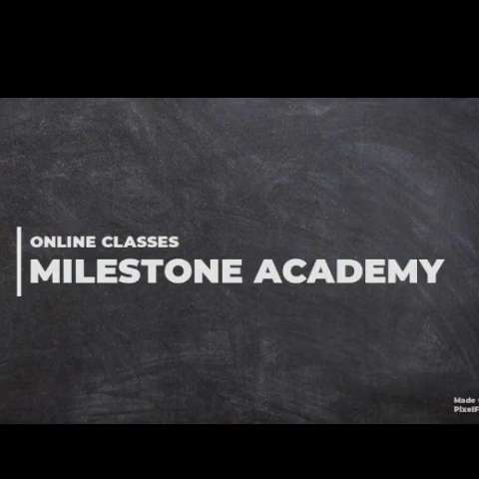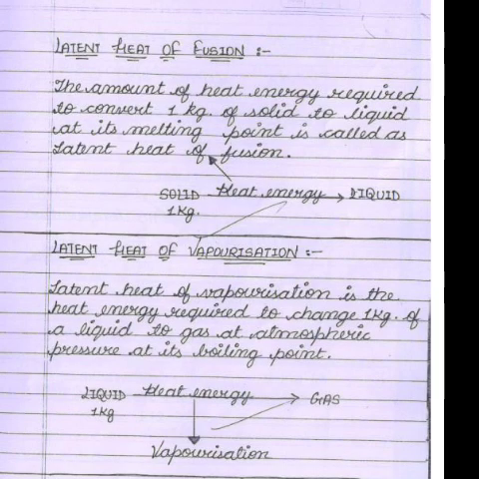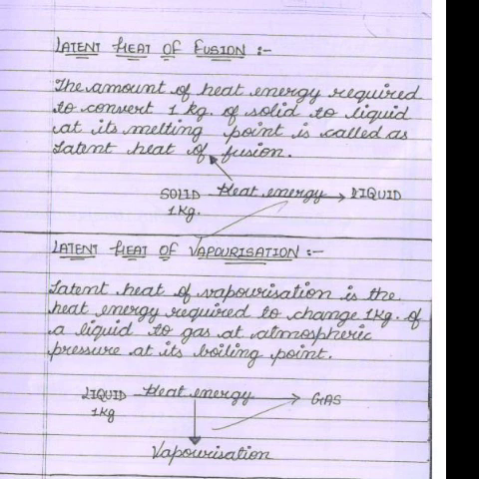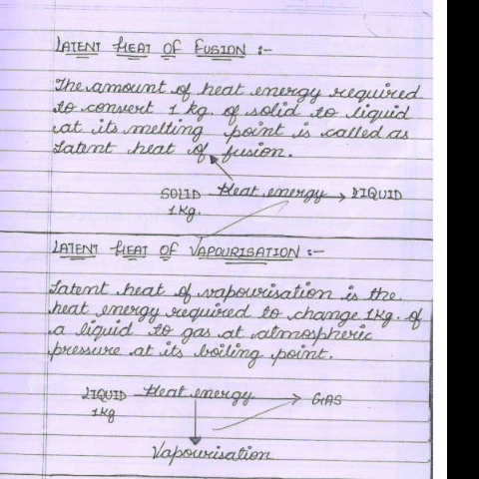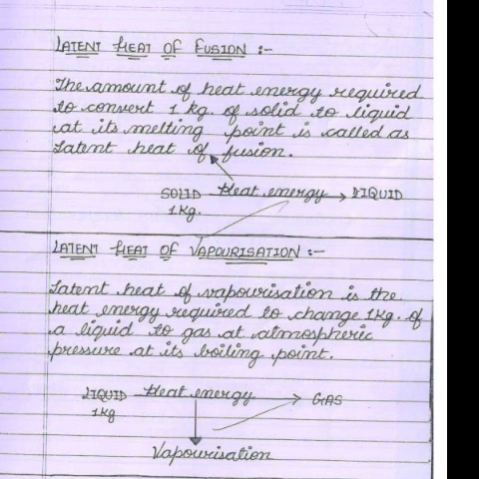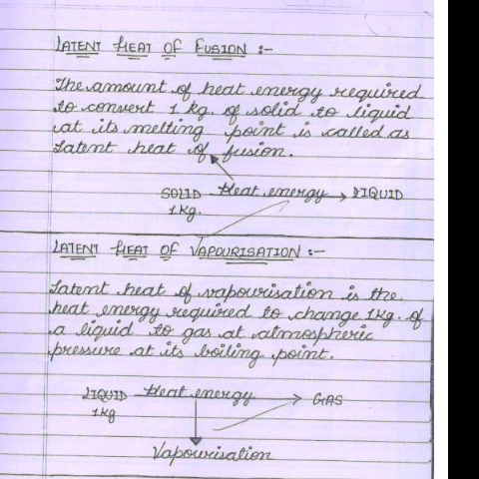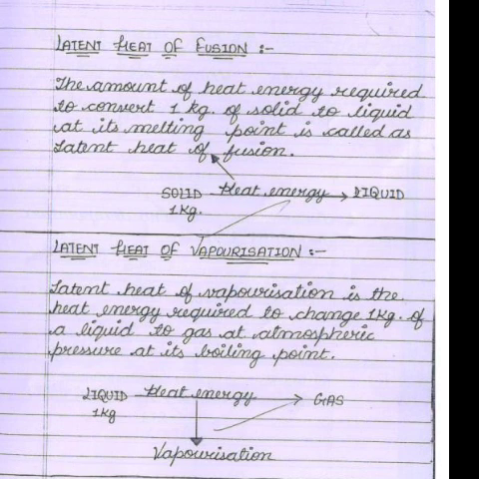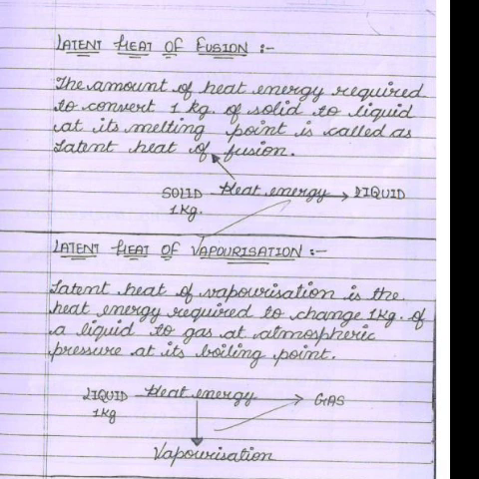Let's continue from where we left in the previous class. Let's start with the concept of latent heat of fusion. The amount of heat energy required to convert 1 kg of solid to liquid at its melting point is called latent heat of fusion. That means if we are willing to convert 1 kg of solid into liquid at its melting point, then there will be some amount of heat energy required. So that heat energy which is required is called latent heat of fusion.